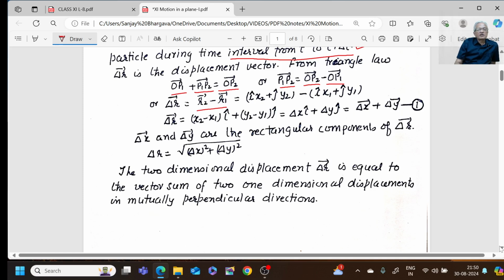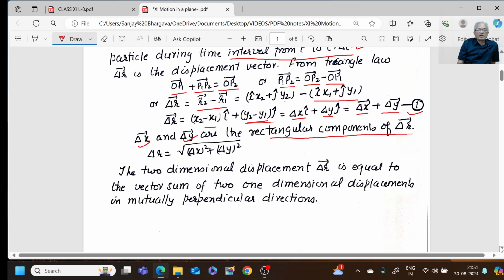R2 vector is i x2 plus j y2, and R1 vector is i x1 plus j y1. So delta R is (x2 minus x1) i cap plus (y2 minus y1) j cap. x2 minus x1 can be written as delta x. Similarly, y2 minus y1 can be written as delta y. In vector form this is delta x vector plus delta y vector. We call this equation number 1. What are delta x and delta y? Delta x and delta y are the two rectangular components of the vector delta r.